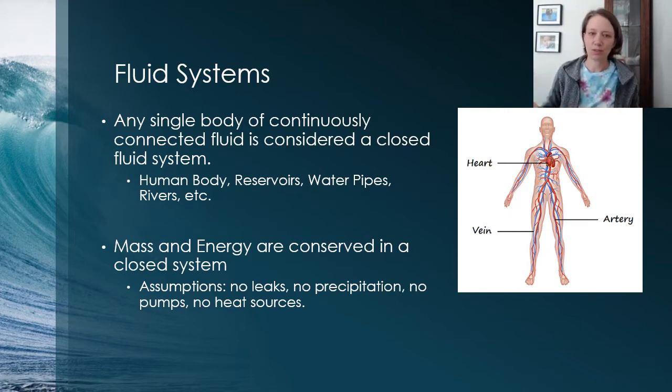We can't have precipitation, so rain flowing into the system. We can't have evaporation of water out of the system. We're also not allowed to have any pumps, because that would provide energy into the system. We need to keep the energy in the system conserved. We can't have heat sources that are warming up our fluid, or we wouldn't be able to use some of the equations and things that we're going to derive. So we're considering simple fluid systems in which mass and energy are conserved.